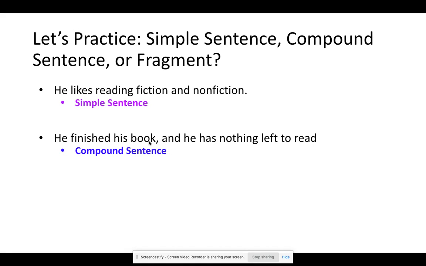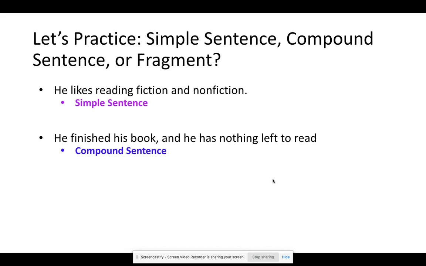He finished his book. That's one complete thought. Comma and, that's a FANBOY, or conjunction. He has nothing left to read. That could be a sentence all by itself. So those are two independent clauses, or two complete thoughts that could stand by themselves, combined by a conjunction.